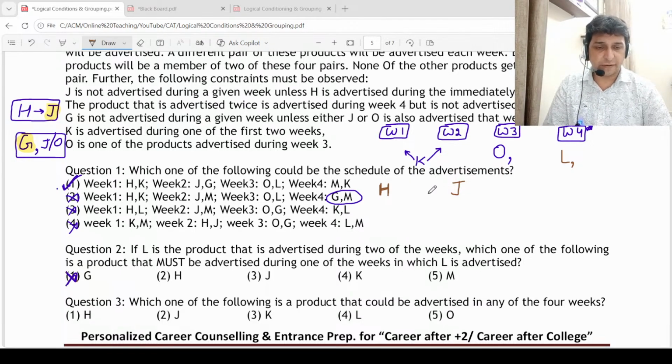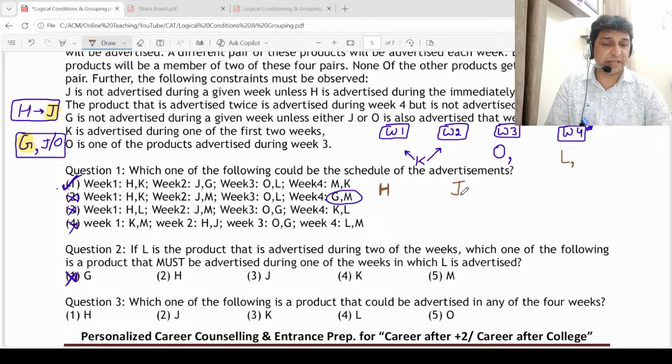Now, K can be where? K can be here and can be here also. And the other part will be L, that means K will not come along with L, that is also sure. That we can also say. So neither do we have the answer as G, nor do we have the answer as K. The answer can be either H or J or M.